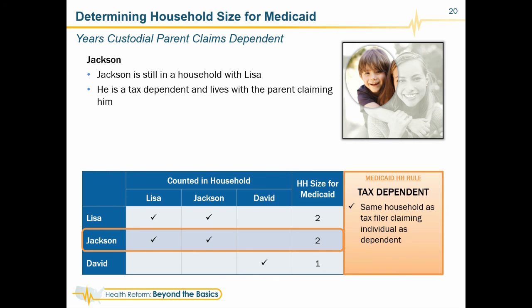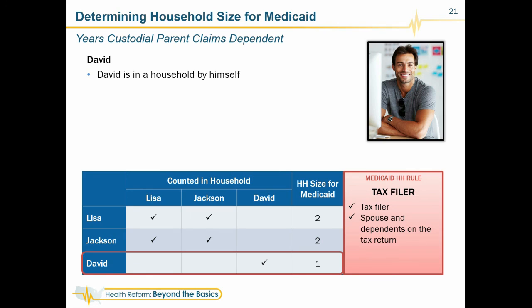For Jackson, in the years that he's claimed by his mom, it's going to be a household size of 2. So for Jackson, we're going to look at the tax dependent rules, and he is in the same household as the tax filer claiming him as a dependent. So that's going to be 2 for him. And then David, obviously, he's going to be off on his own. He's a household of 1.